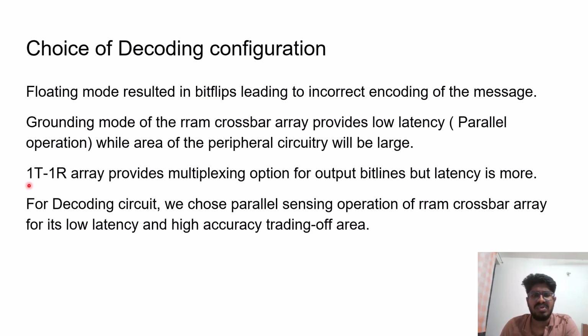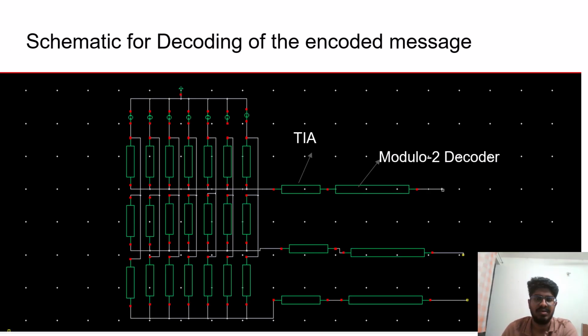So we used the 1T1R array. While it provided a multiplexing option for the bit lines, only one bit line is accessed at a time. So its latency is more. By using the grounding mode of the RRAM crossbar array, the parallel operation can be achieved. So we chose this parallel operation for the decoding mechanism also, but we traded with more area. It is our trade-off.